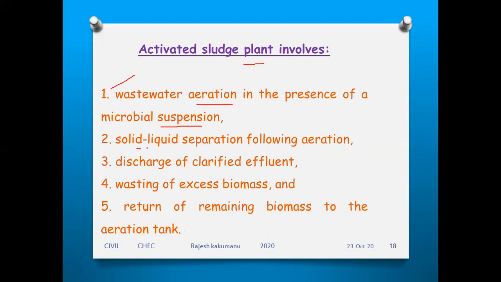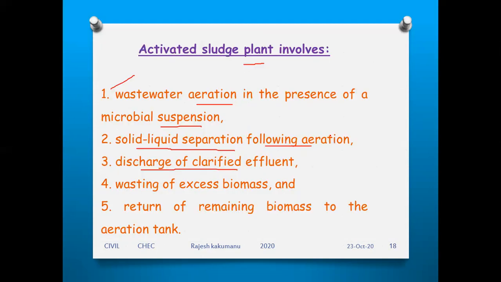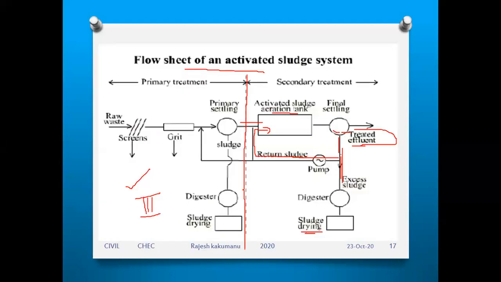Second one, solid liquid separation following aeration. The second one involves solid liquid separation following the aeration process. Third one, discharge of clarified effluent. See here, this is the clarified effluent discharge. It is a settling tank, you can say sedimentation, or you can say clarifier. Next, wastage of excess biomass. So with the wastage of excess biomass, it is coming downwards, right?